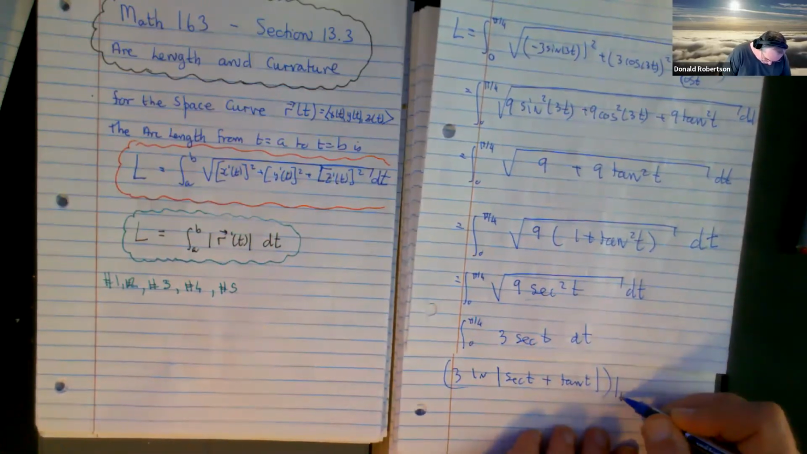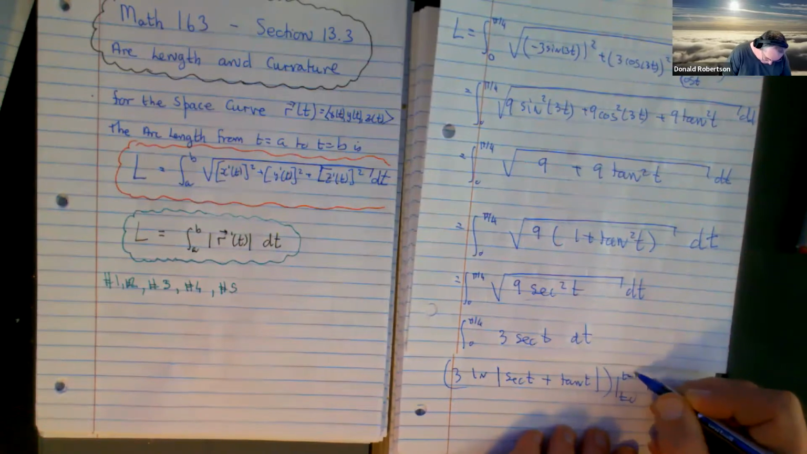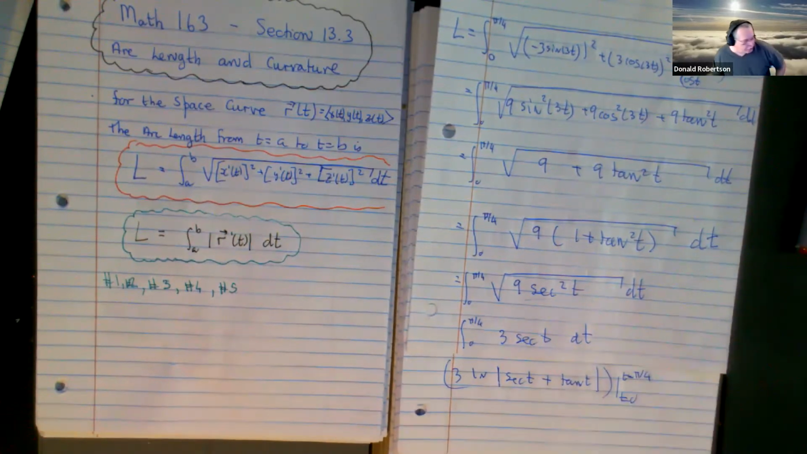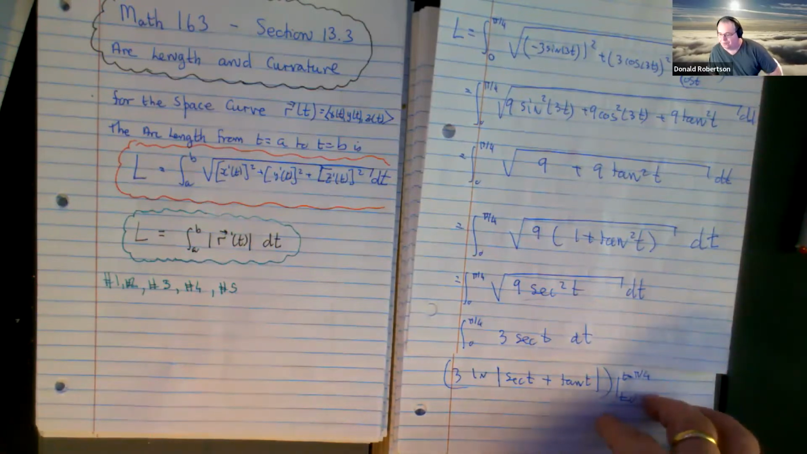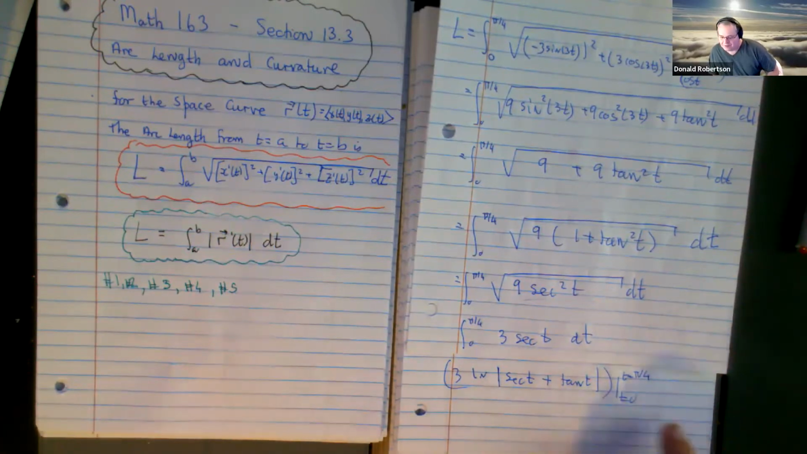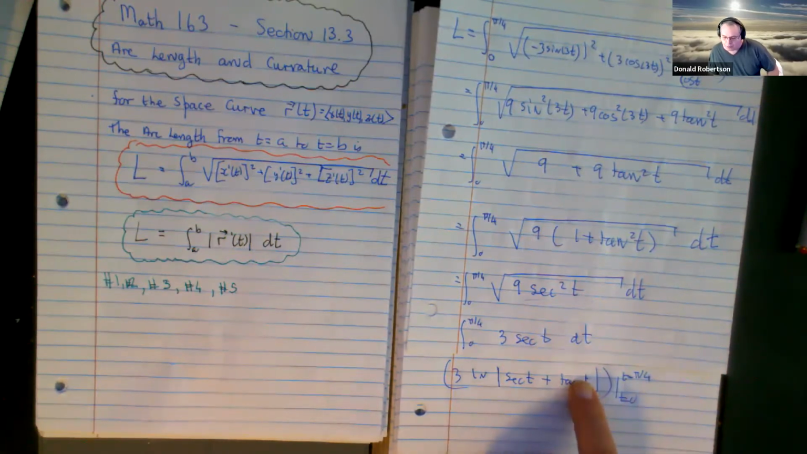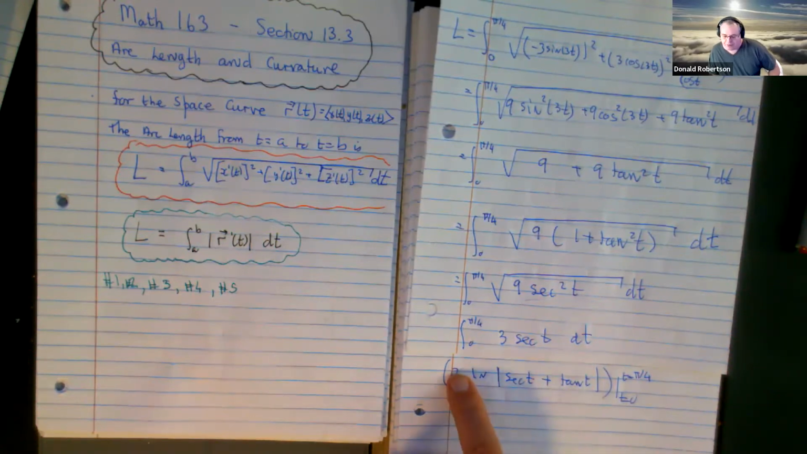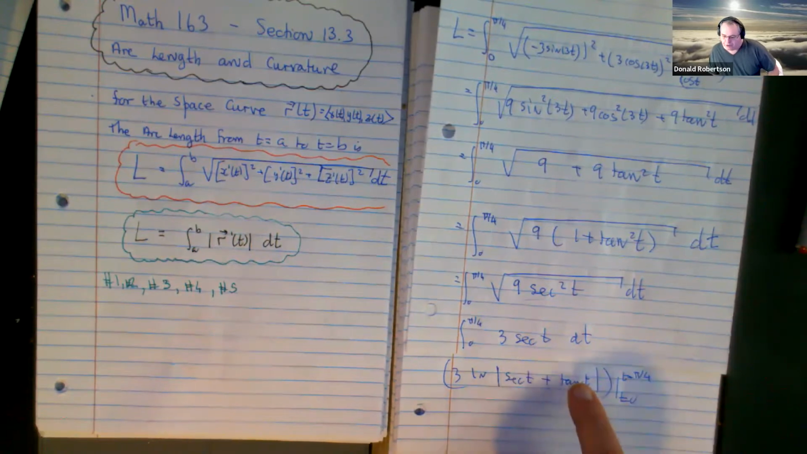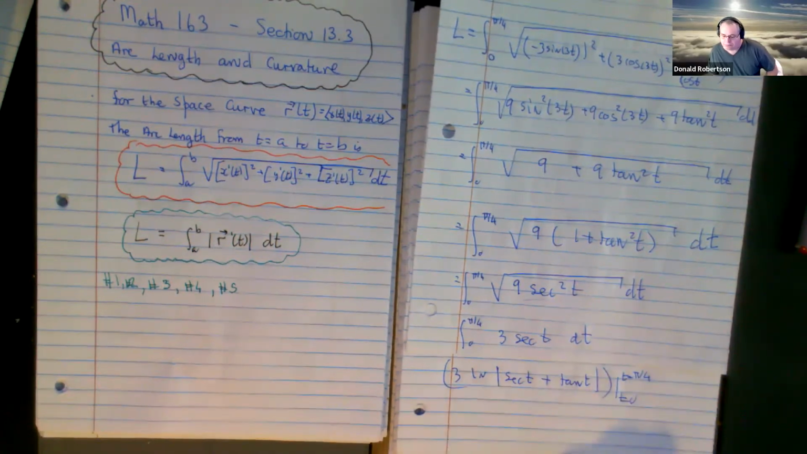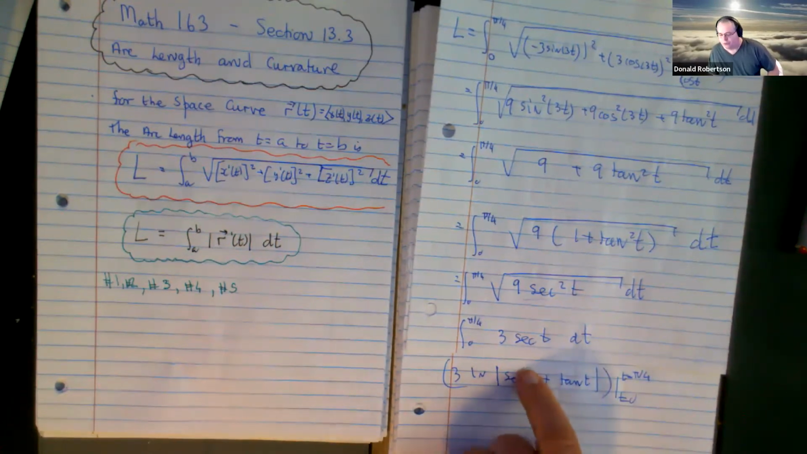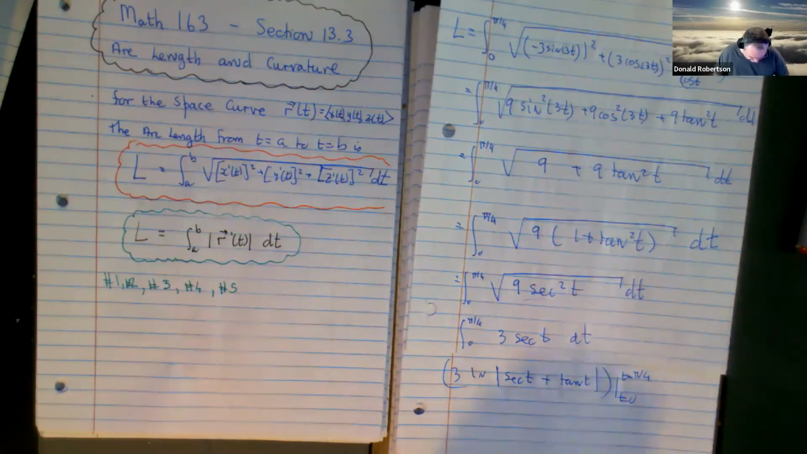You evaluate it at 0 and at pi upon 4, and you cannot use calculators because they want exact values, right? So secant of pi upon 4, for instance, is √2. Tan of pi upon 4 is 1. So that's going to be 3 natural log of, what did I say? 2, yeah, 2 plus √2 plus 1. Oh, good, I was right.